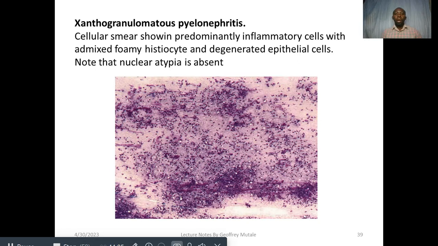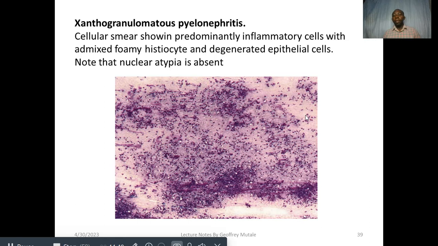We have an illustration showing us what the XGP lesion can look like on a slide. We can appreciate the cellular smear showing predominantly inflammatory cells with admixed foamy histiocytes and degenerated epithelial cells. We need to note that nuclear atypia in this case is absent. This is at low magnification. Here we can appreciate the arrangement of the cells, some cluster-like, and then we look at the background, which is highly inflammatory.